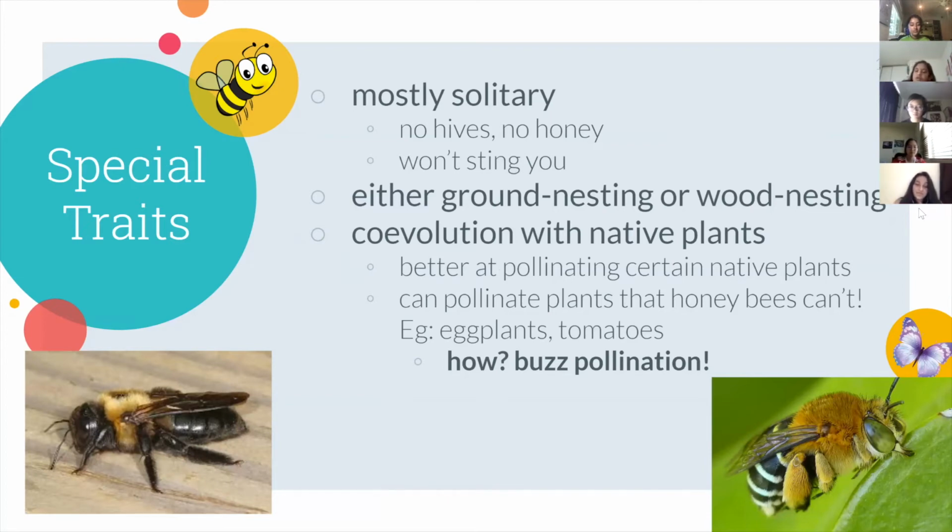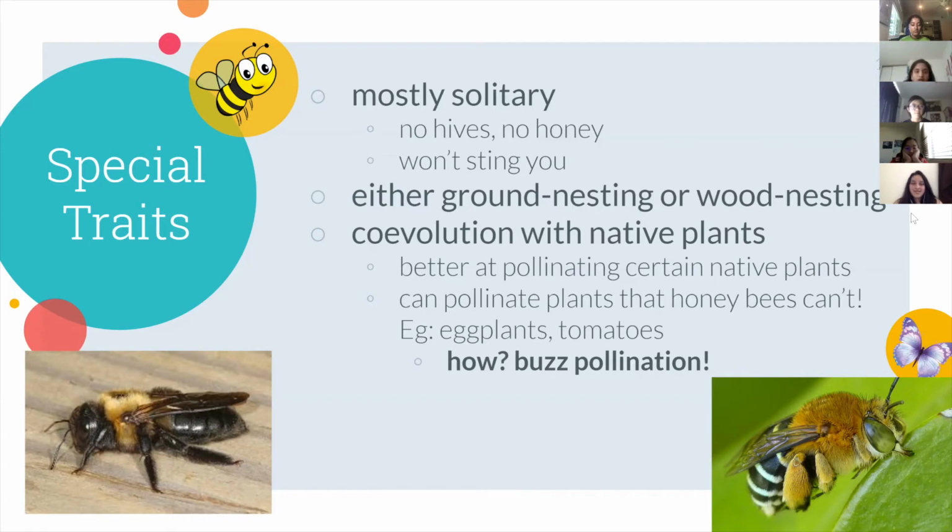So most of them are solitary. That means that they live by themselves, so they don't have hives or honey. There's one major exception that we're going to see in the next slide, but mostly they don't really have anything to guard because they're not living with other bees and they don't have honey to guard, so they won't really sting you. Pretty harmless.